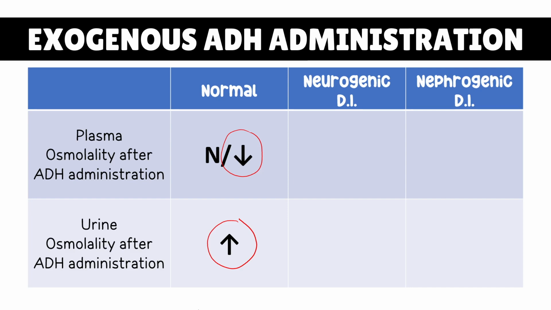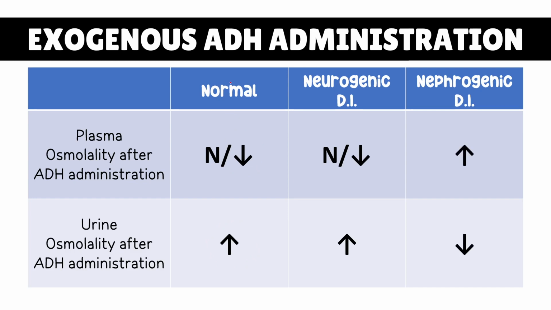Recall the main problem of your neurogenic and nephrogenic. In neurogenic, the problem is in the hypothalamus, therefore there is really no ADH. In nephrogenic, the problem is in the kidneys, although there is normal ADH being released by the posterior pituitary gland, the kidney is unresponsive because the problem is the receptors. So therefore, by giving exogenous ADH, this will be your expected results.